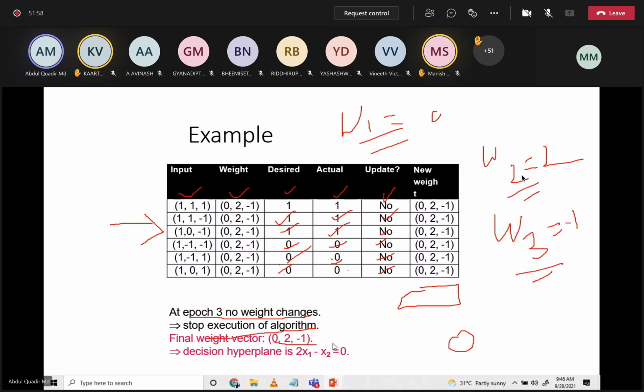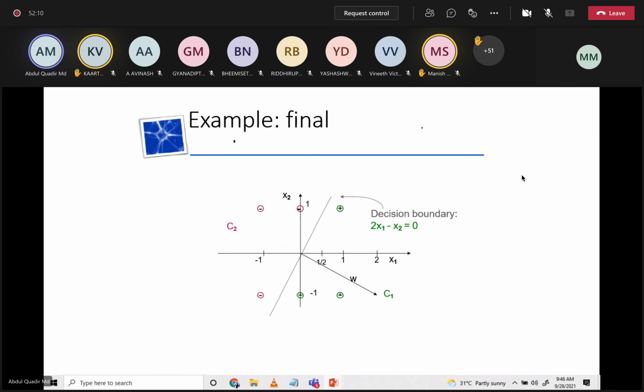Sorry for the interruption. Okay, so what did we get? Okay, so 0 into 2 into x1. So we can get an equation of something like this, right? So 2x1 minus x2 equal to 0. So now we can have 2x1 equal to x2.